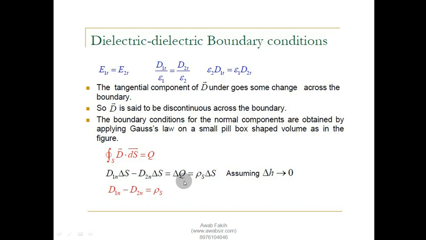Okay, so from this relation we can conclude that D1n, the normal component of the displacement vector of medium 1, minus the normal component of the displacement vector of medium 2, is equal to the surface charge density. So this is the second boundary condition that we have made. Now what is the surface charge density?